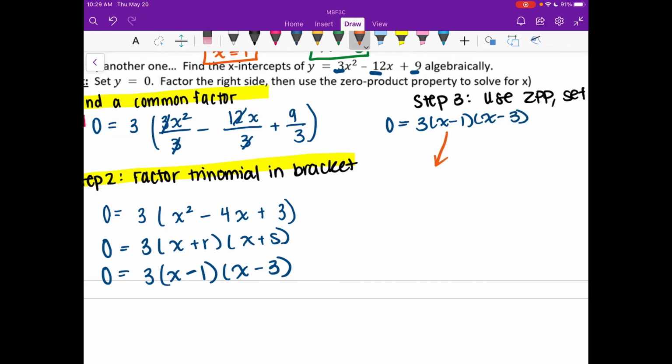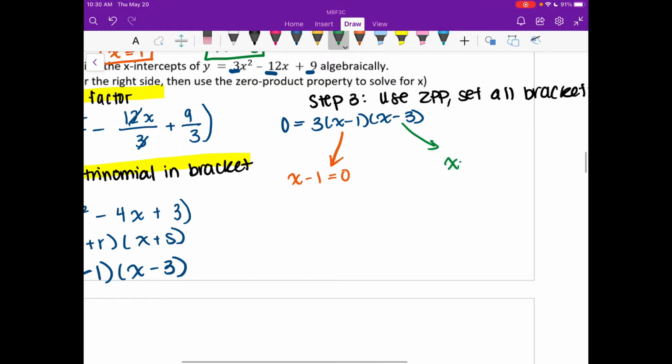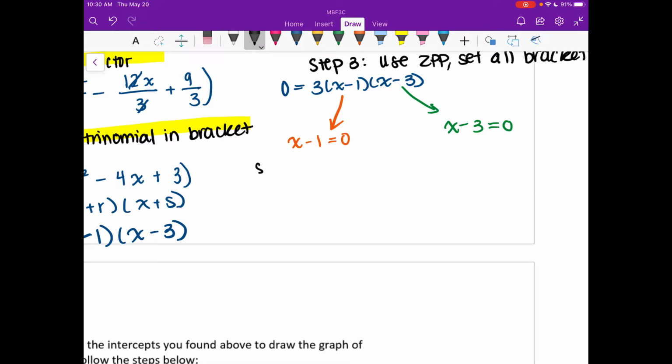So we have x minus 1 equals 0, x minus 3 equals 0, right? Then solve. So step 4 is solve for x. So let's solve for x's. So let's do x minus 1 equals 0. So to get rid of the 1, I'm going to plus 1 on both sides. This is going to cancel, so I'm left with x equals 1.